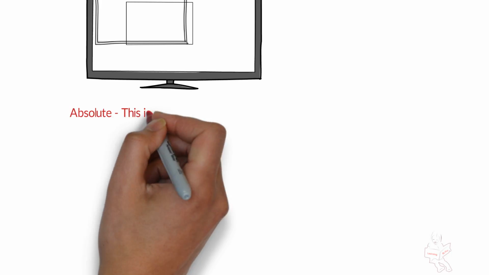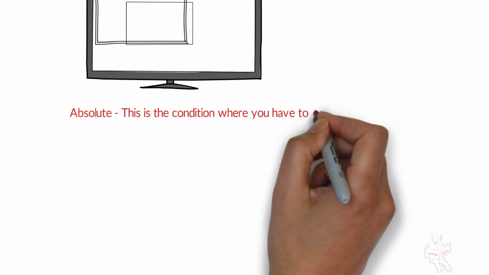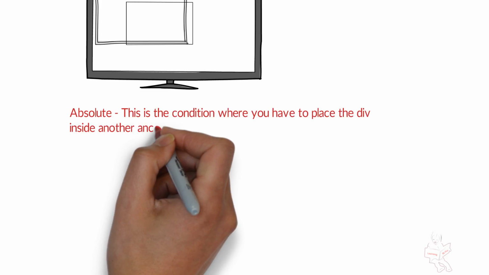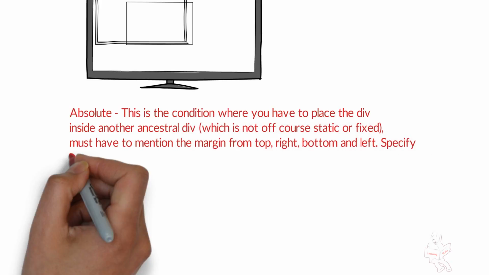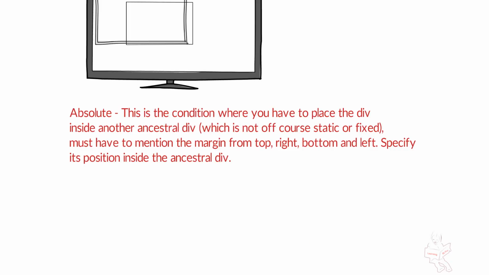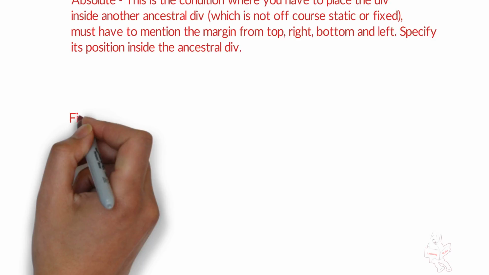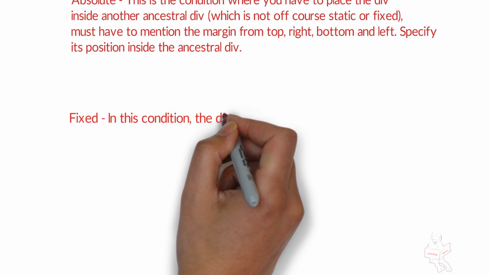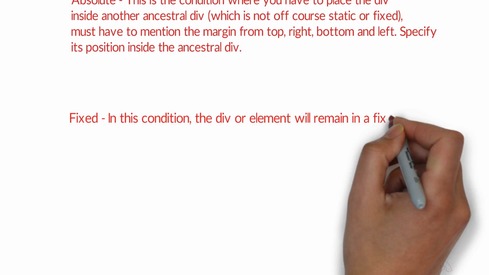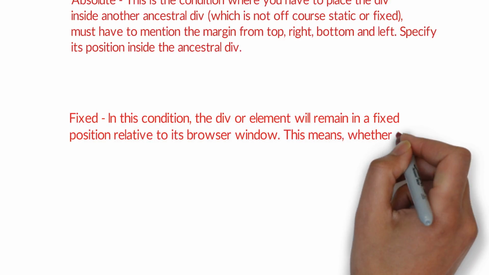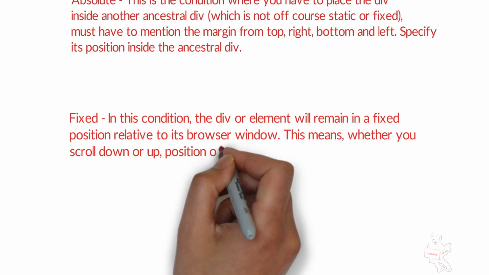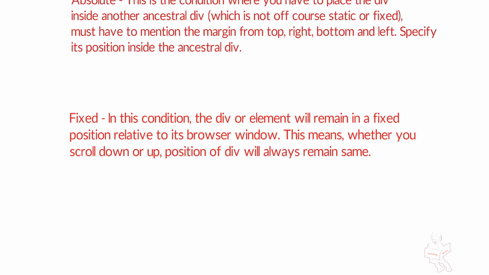Now this is a crucial position, which is absolute. This is the condition where you have to place the div inside another ancestral div, which is not, of course, static or fixed. You must mention the margin from top, right, bottom and left to specify its position inside the ancestral div. And fixed is the position where the div or element will remain in a fixed position relative to its browser window. This means whether you scroll down or up, the position of the div will always remain the same.